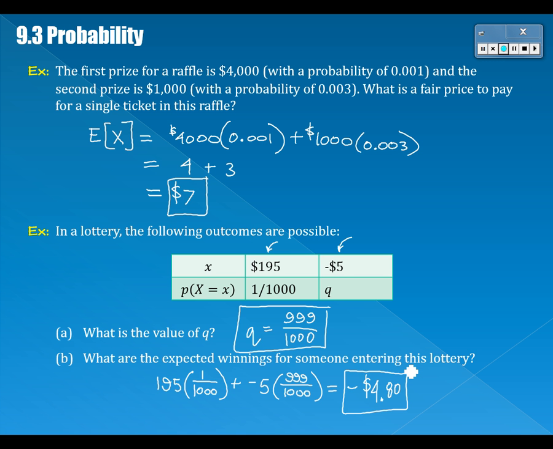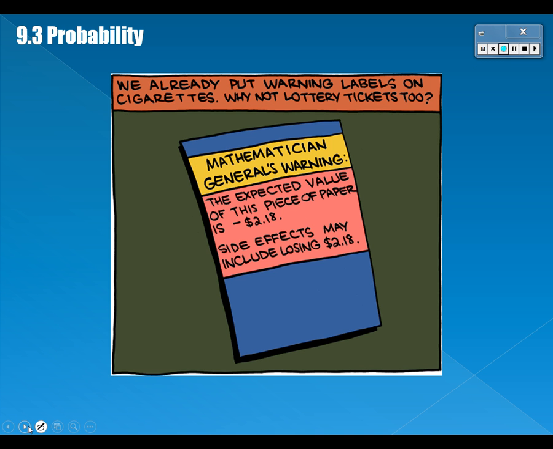And that's basically how every lottery works. Every lottery, in order to make sense, has a negative expected value for those playing it, right? That's just how lotteries work. The house always wins. So I think this is a great comic that I stole from somewhere.